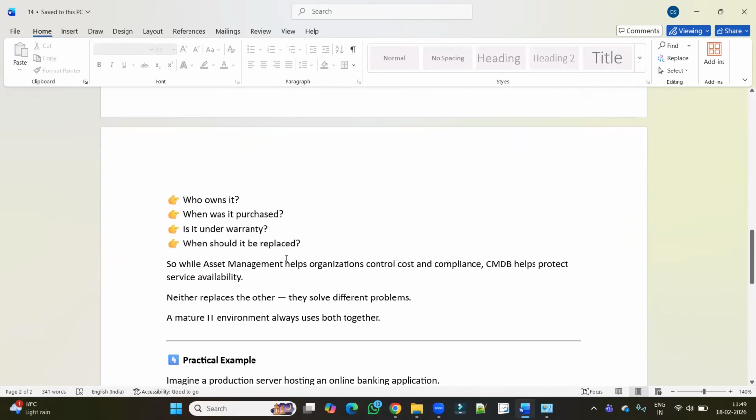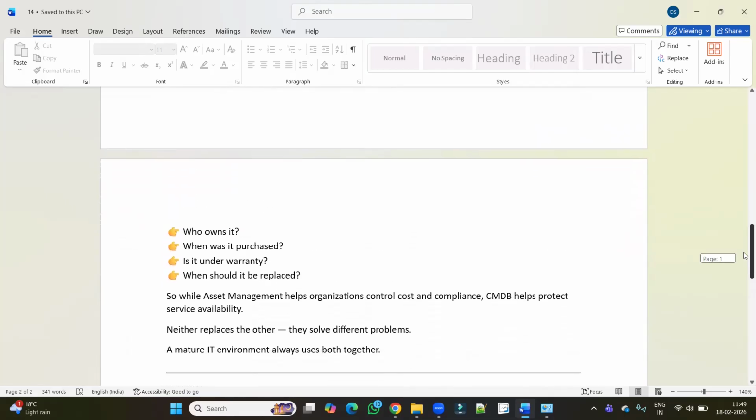So while asset management helps organizations to control cost and compliance, CMDB helps protect service availability. So neither one can replace the other. They solve different problems. And both are very much needed for a stable and mature IT environment. Because without a sound CMDB, you are not able to do operations smoothly. And without a sound asset management, you are not able to take certain decisions of procuring new assets.